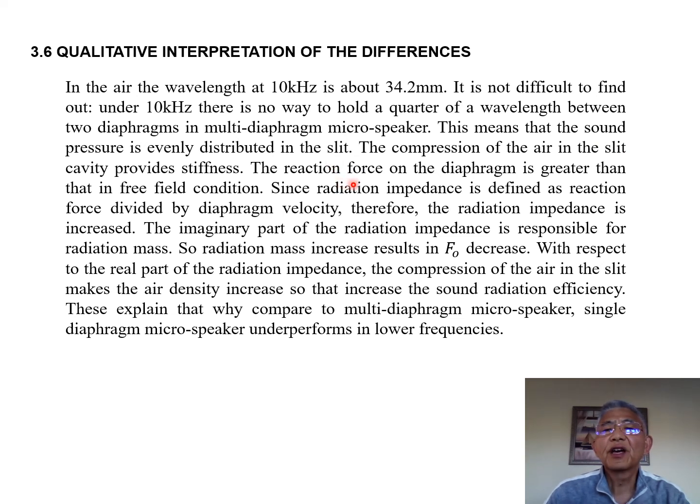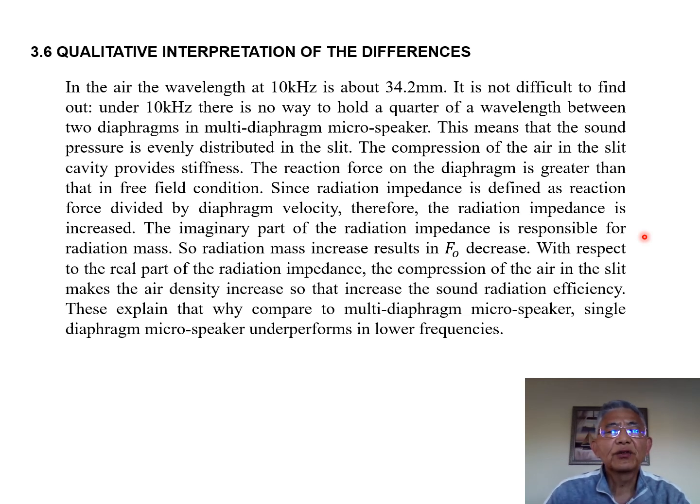The compression of the air in the slit cavity provides the stiffness. The reaction force on the diaphragm is greater than that in free field condition. Since radiation impedance is defined as radiation force divided by diaphragm velocity, therefore the radiation impedance is increased. The imaginary part of the radiation impedance is responsible for the radiation mass. So the radiation mass increase results in the fundamental frequency decreasing.